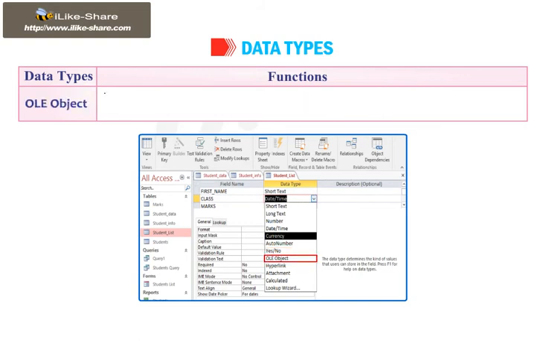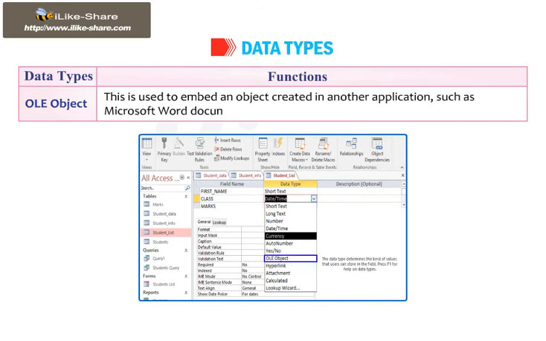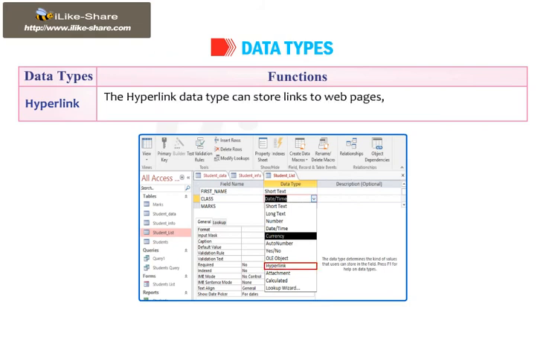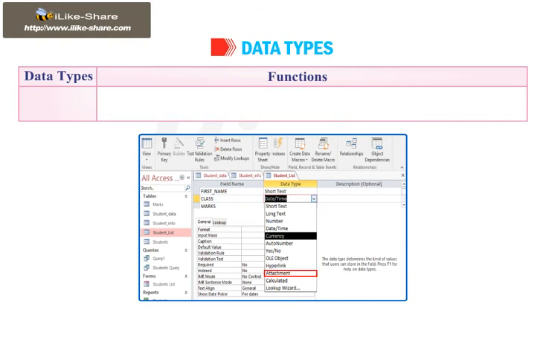OLE object. This is used to embed an object created in another application, such as a Microsoft Word document, Excel spreadsheet, or PowerPoint presentation, into the Access table. Stores up to 2 GB of data. Hyperlink. The hyperlink data type can store links to web pages, websites, files on an intranet or LAN on your computer. It stores up to 1 GB of data.